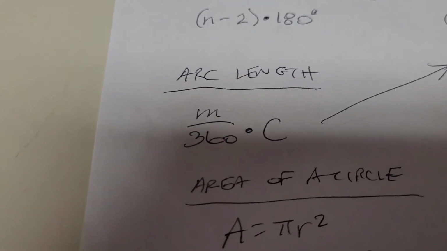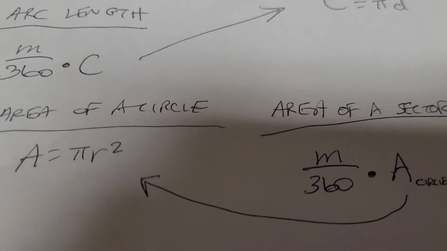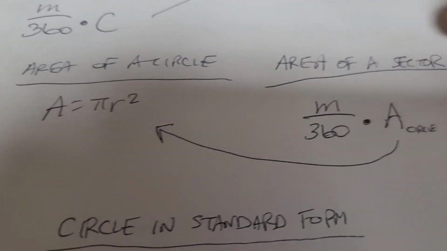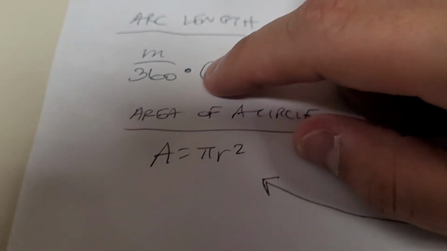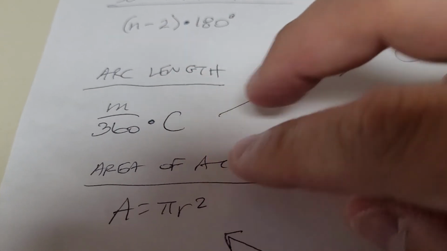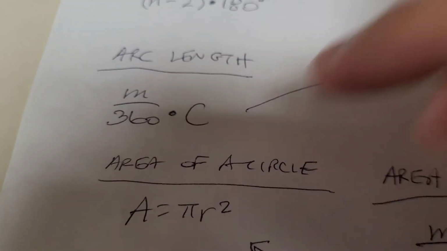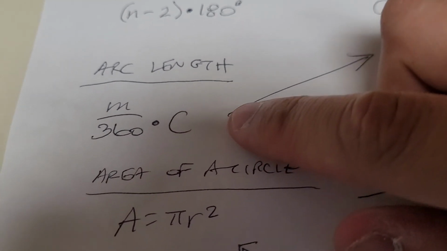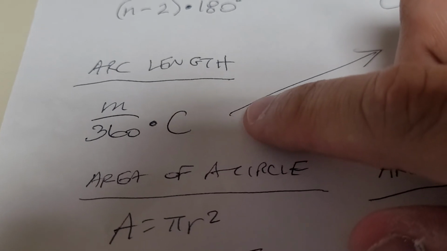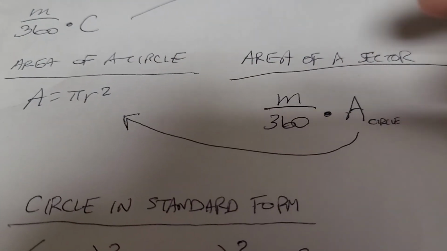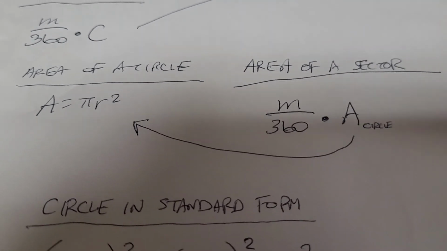Okay, and then your area of a circle, I got this kind of out of order. Your area of a circle is pi r squared. Now, if they just want arc length, remember you're saying m over 360 times C, and it's also s equals r times theta. I don't know why I didn't put that. s equals r times theta, but that was in one of those problems that we just went over.